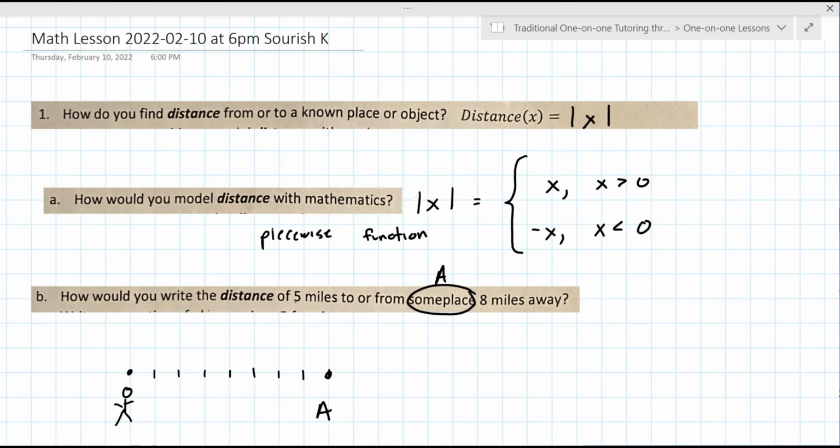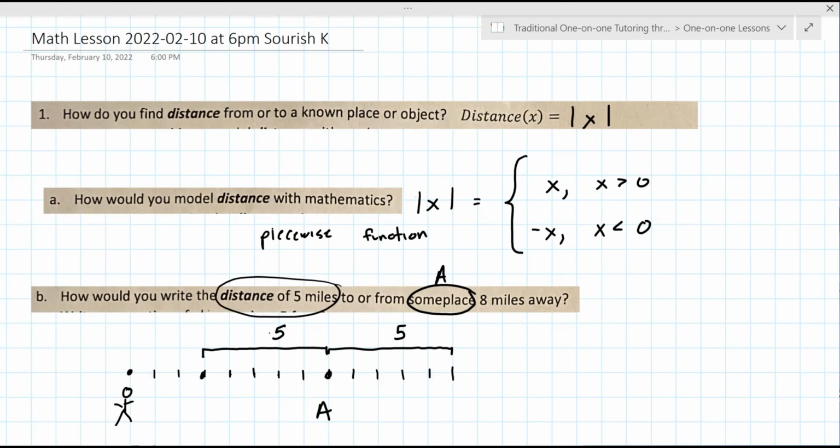So what they're trying to describe here, I believe, is to or from. So I believe what they're trying to get you to see here is that you can either go 5 more, 1, 2, 3, 4, 5. So this is a distance of 5 right here from A, from someplace, or you can go the other direction, 1, 2, 3, 4, 5, and go here, 5 away.